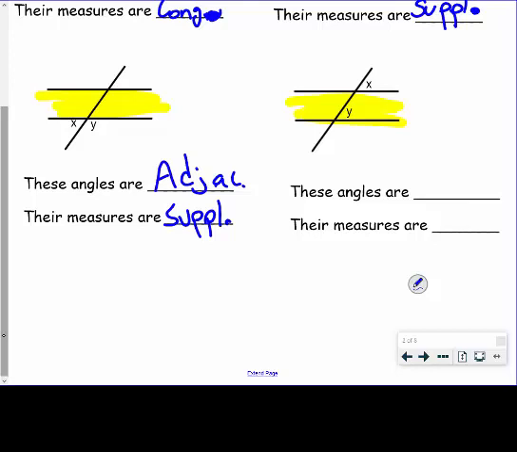This one looks weird. Alright, what are these? Corresponding. Corresponding. What do we know about corresponding angles? Very simple. Congruence.